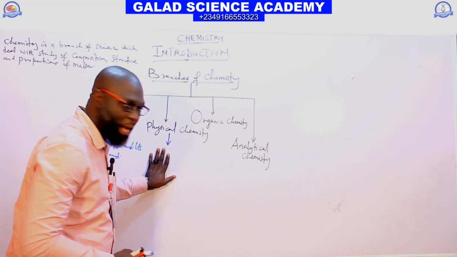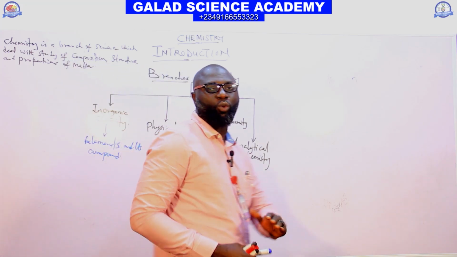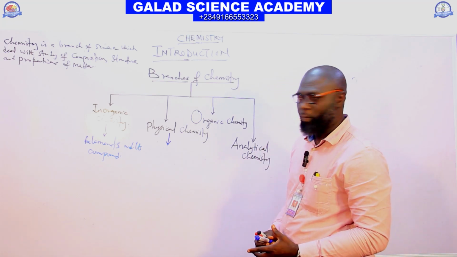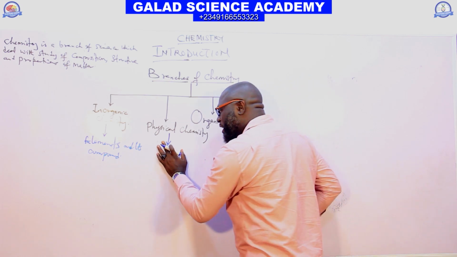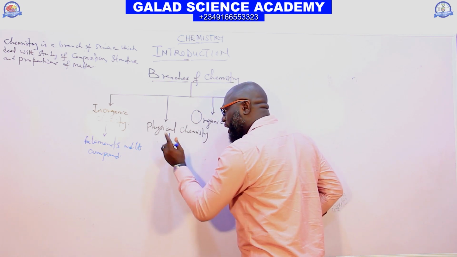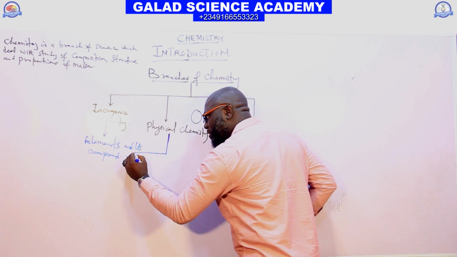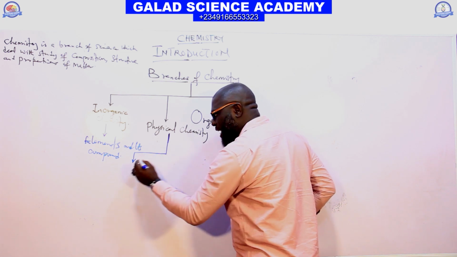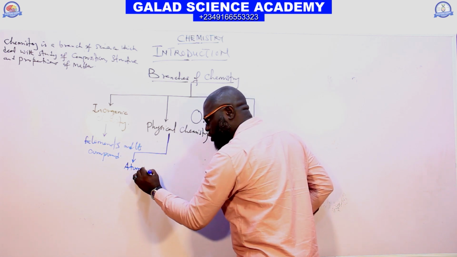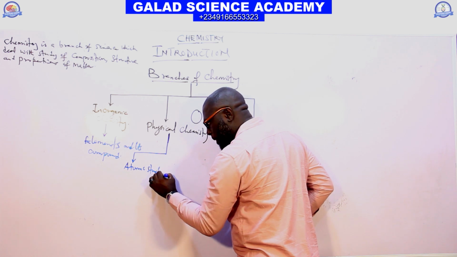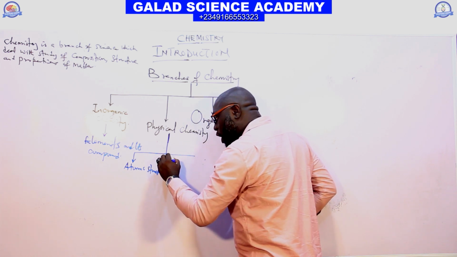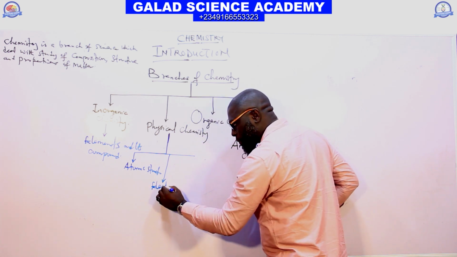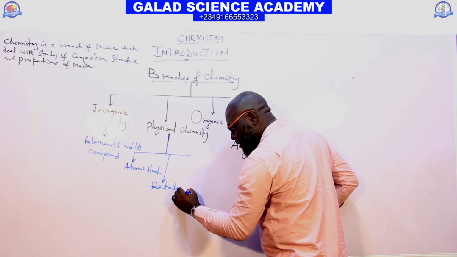But physical chemistry is the aspect of chemistry that is concerned with the laws and principles we have in chemistry. Under this physical chemistry, we have topics like atomic structure. Other physical chemistry topics we have include electrochemistry.